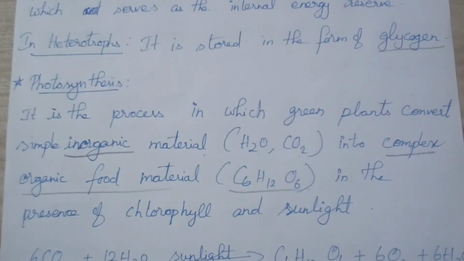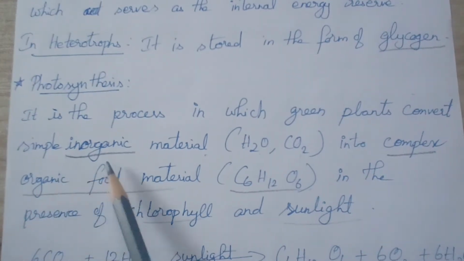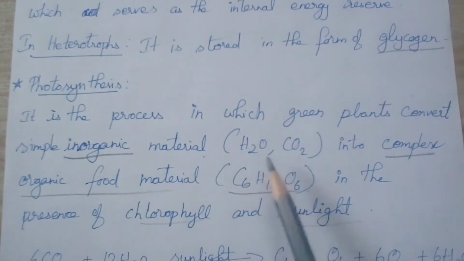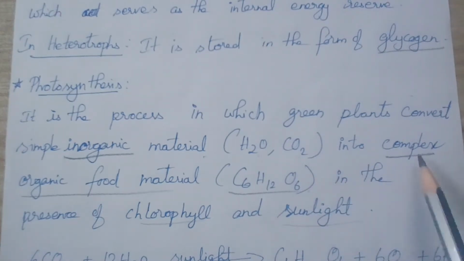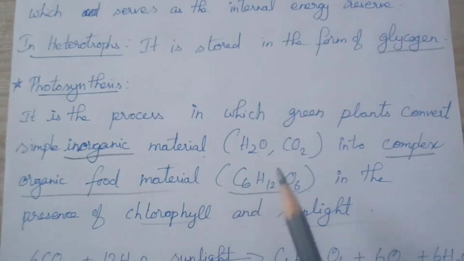So it uses carbon dioxide and water to form an organic food material called glucose in the presence of chlorophyll and sunlight. This is important. What is photosynthesis? It is a process in which green plants convert simple inorganic material like water and carbon dioxide into complex organic food material. Clear? That is your glucose, C6H12O6, in the presence of chlorophyll and sunlight.